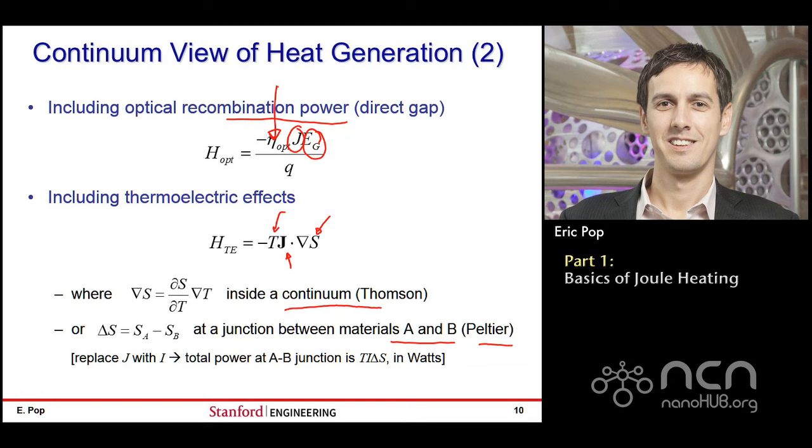At the bottom here, if we are simply to look at a junction between two materials, A and B, then we replace the current density with the raw current, and so the power generated or absorbed at this junction is the temperature multiplied by the current, and of course multiplied by the difference in Seebeck coefficient across the two dissimilar materials. So this is essentially how we can incorporate pretty much all the relevant heat generation or heat absorption mechanisms in most semiconductors.